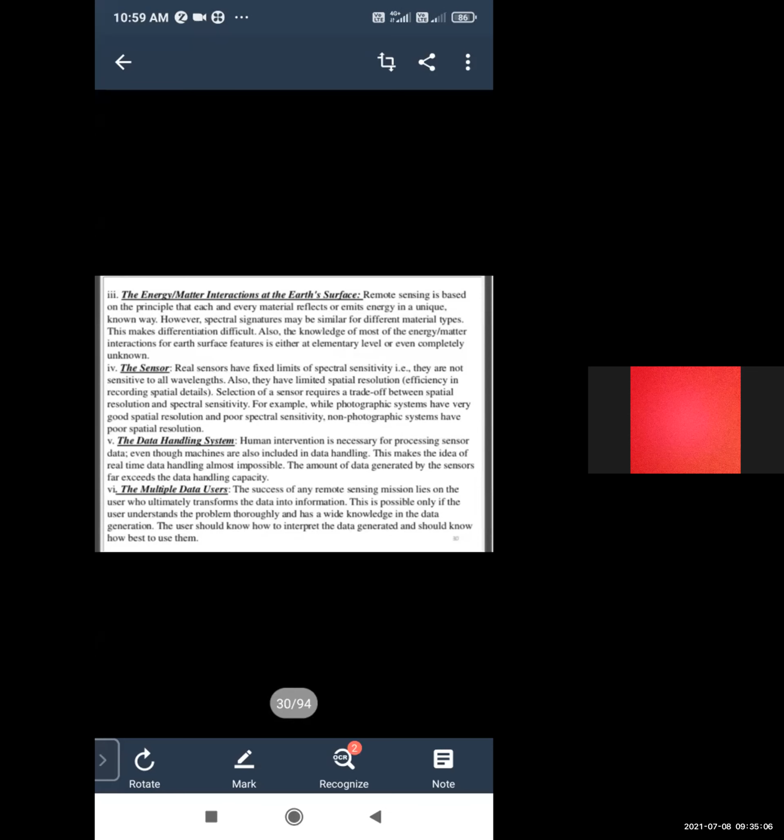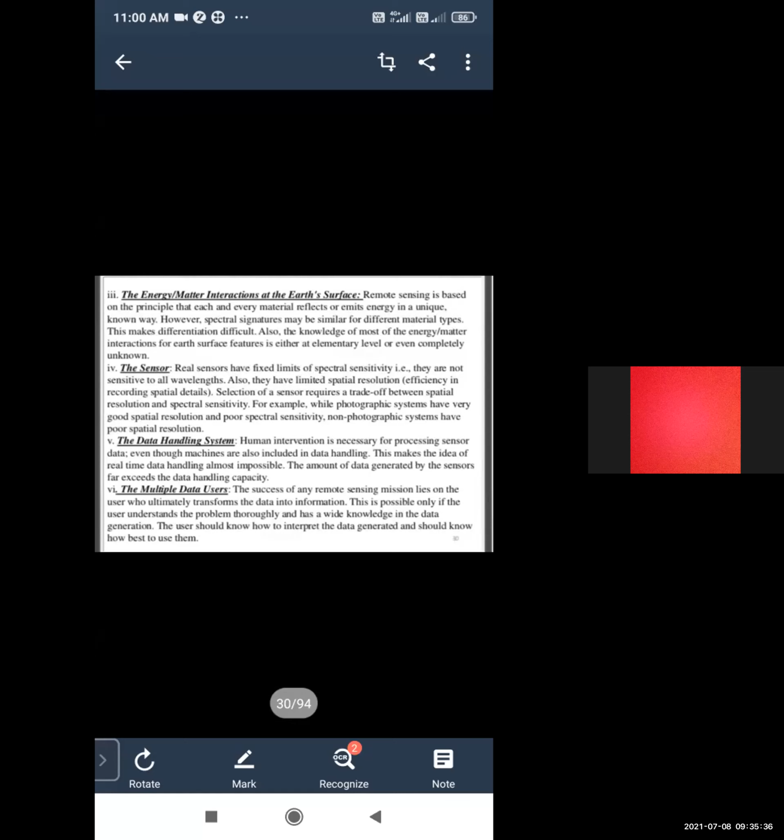Next is the data handling system. In real data handling systems, human intervention is necessary for processing sensor data, even though machines are also included in data handling. This makes the idea of real-time data handling almost impossible. The amount of data generated by the sensor far exceeds the data handling capacity.